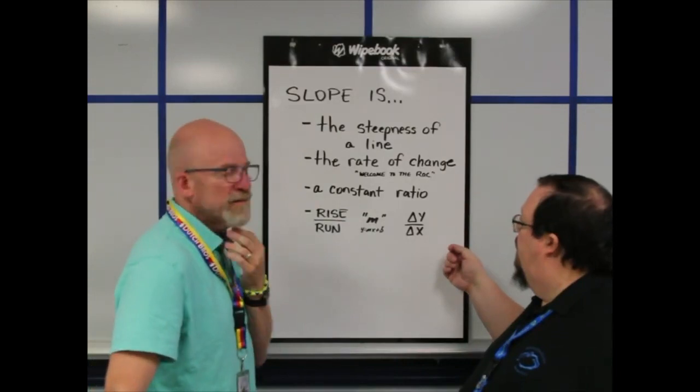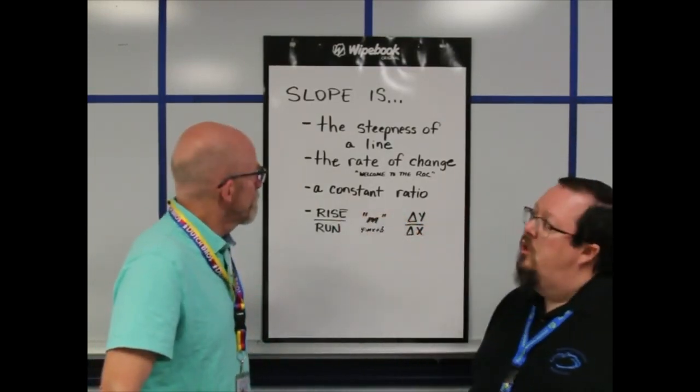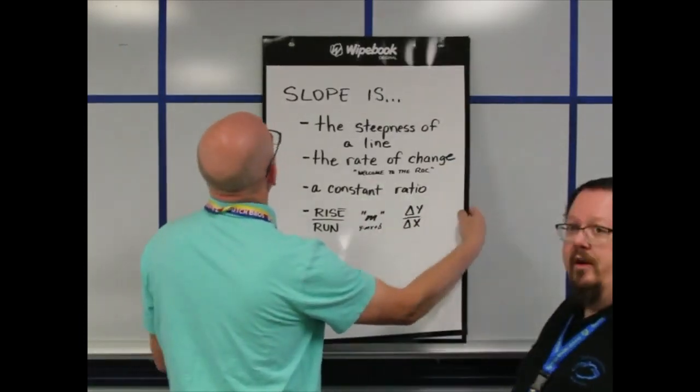Speaking of other classes, back in 7th grade when you had a constant ratio, you were looking at a slope. All right, you ready to show us how to do it, Mr. Sliger? Absolutely.